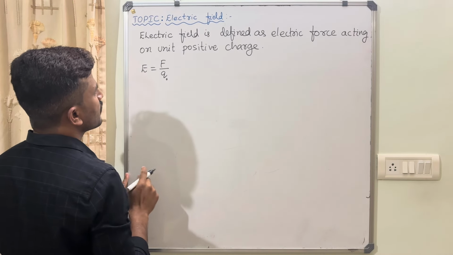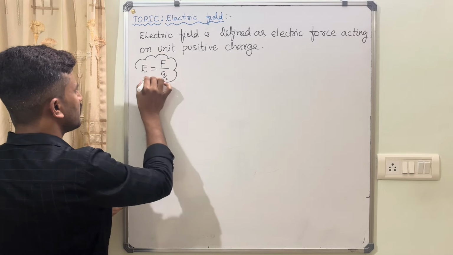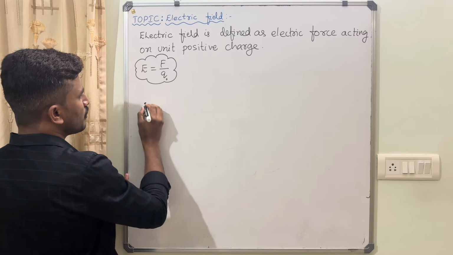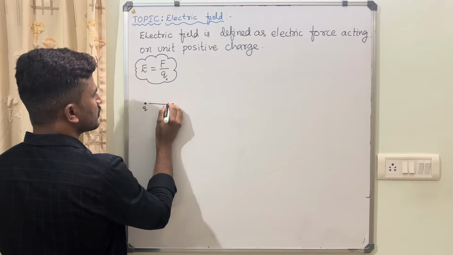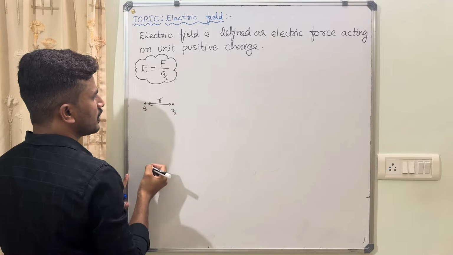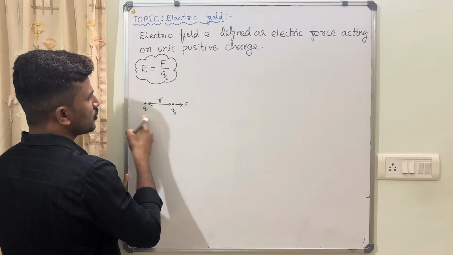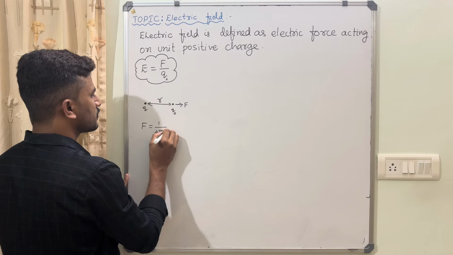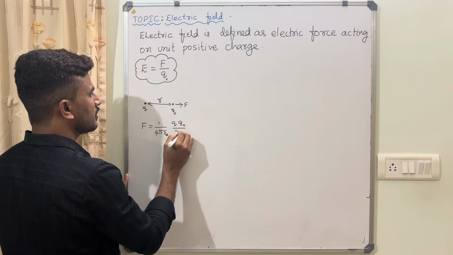If I consider point charges, here we have a charge Q. I need to find out the electric field of this charge at a distance R. So here we have another charge Q naught, which experiences a force in this direction, F. The force between these two is given by F is equal to 1 over 4 pi epsilon naught Q into Q naught divided by R square.